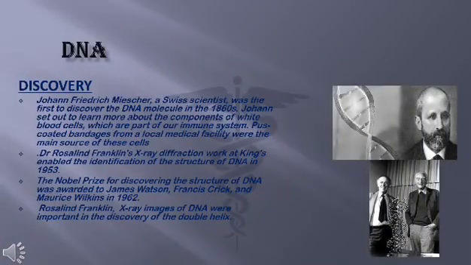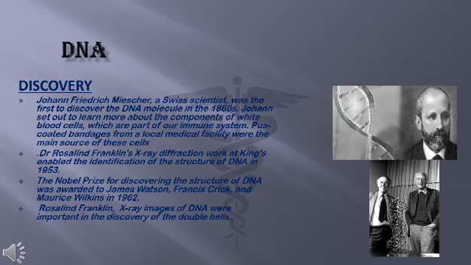The discovery of DNA was first observed or came into study in the mid-1860s by a Swiss scientist, Johann Friedrich Miescher. He set out to learn more about the components of white blood cells, which are part of our immune system. Afterwards, Dr. Rosalind Franklin's X-ray diffraction at King's enabled the identification of the structure of DNA in 1953. The Nobel Prize for discovering the structure of DNA was later awarded to Sir James Watson, Francis Crick, and Maurice Wilkins in 1962.